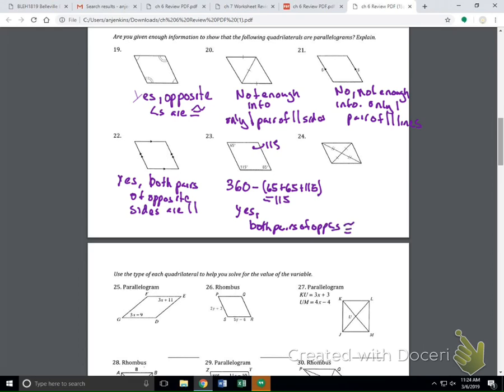The other way of doing this, where you wouldn't have to do that, is just take the angle that's in the middle, the 115, and add it to 65 because those are 2 consecutive angles. Remember, in parallelograms, consecutive angles are supplementary. So as long as on both pairs it adds up to 180, you're good to go. And then our last one on this page, is this a parallelogram? Yeah. And how do you know? The diagonals bisect each other. Yep, diagonals bisect each other.